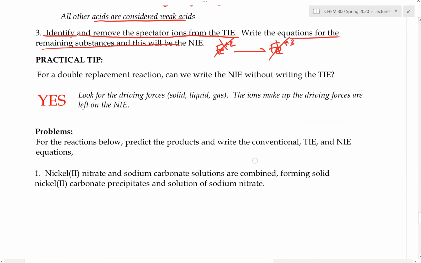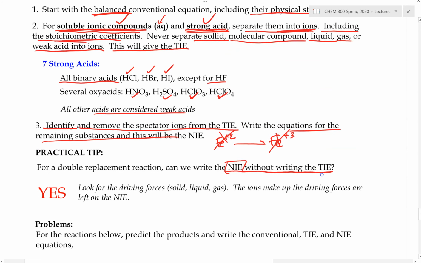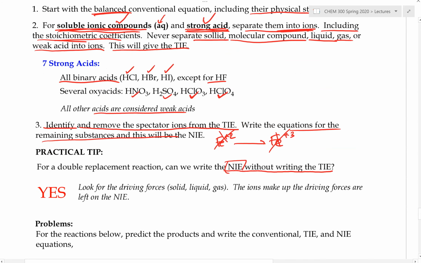Good. And now, here is one practical tip regarding TIE and NIE. So one of the questions is, for a double replacement reaction, can we write the NIE without writing the TIE? A lot of times we are interested in the NIE because we are interested in the chemical changes that are happening in a reaction, right? So therefore, a lot of times we focus on this NIE. And right now with these 3 guidelines, we start out with the conventional equation, and then we write the TIE, and then we identify the spectator ions to remove them, and finally arrive at the NIE.